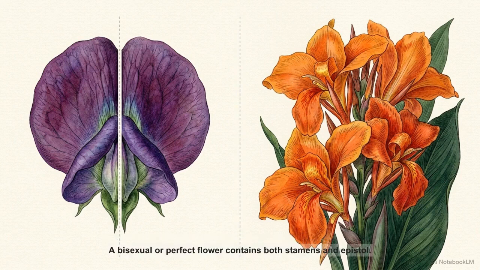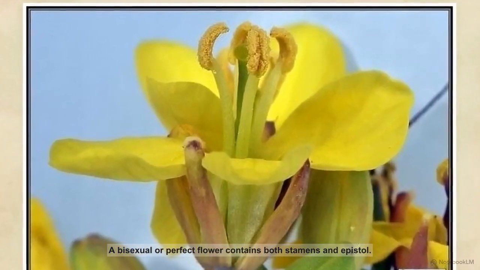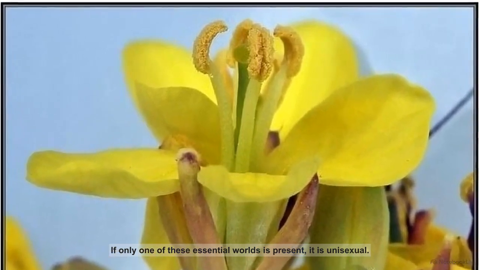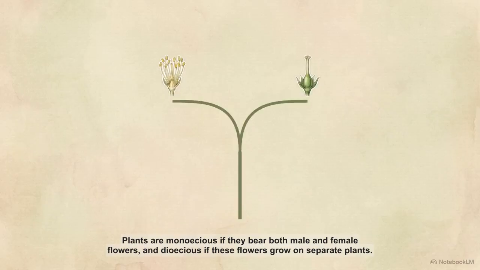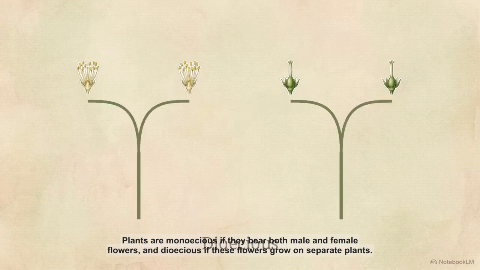A bisexual or perfect flower contains both stamens and a pistil. If only one of these essential whorls is present, it is unisexual. Plants are monoecious if they bear both male and female flowers, and dioecious if these flowers grow on separate plants.